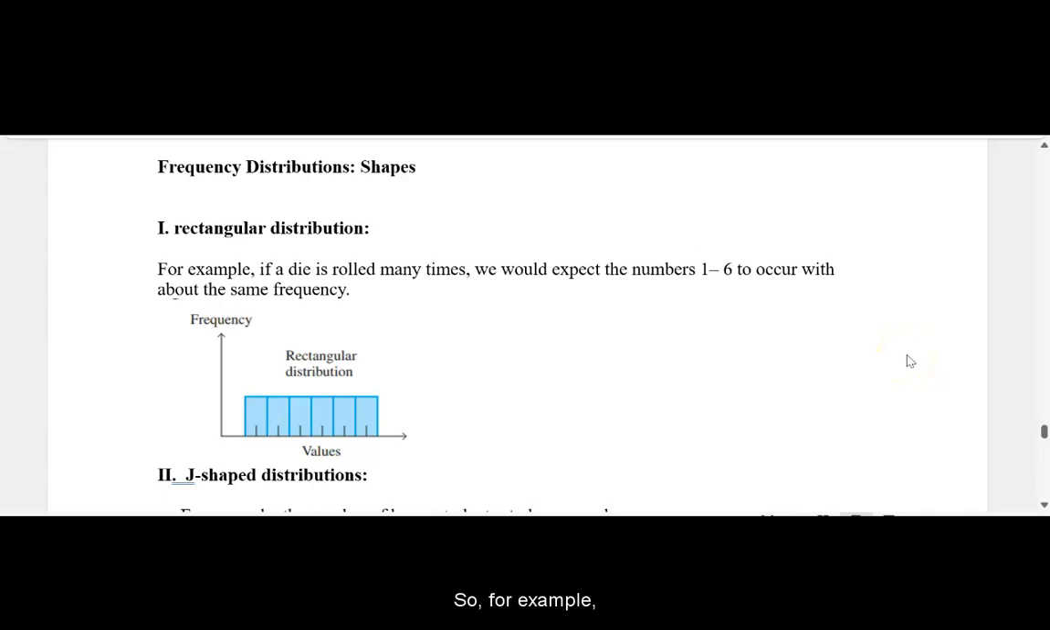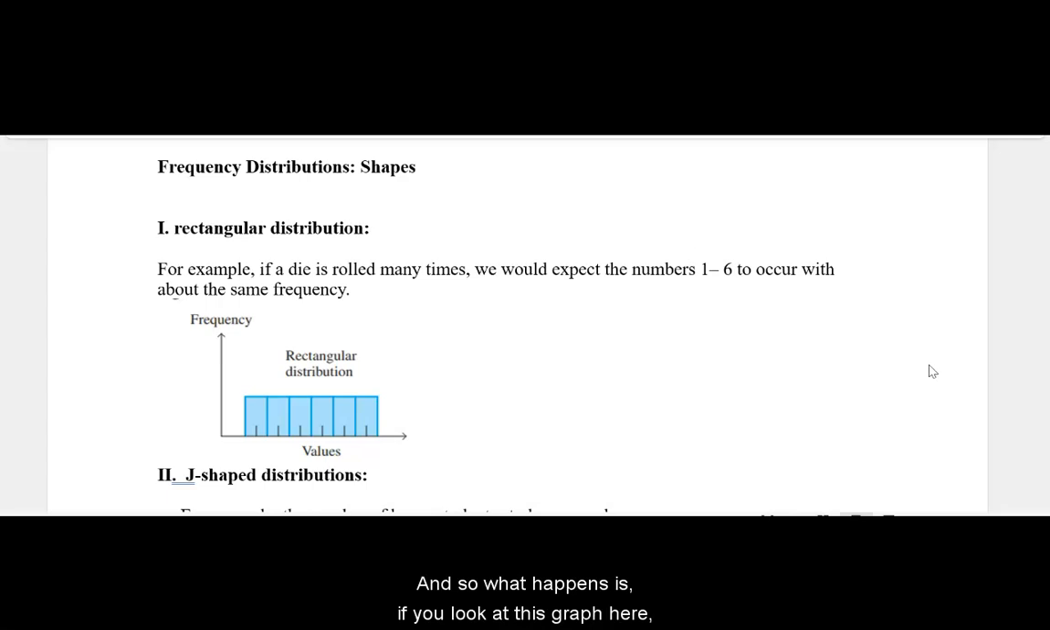For example, let's say you roll a die many times. We would expect the numbers 1 to 6 to occur with about the same frequency, right? Let's go back to probability real quick. When we talked about the probability of rolling a 1, 2, 3, all the way up to 6, they all had the same probability. So if we're rolling a die many times, we would expect to see each number about the same amount of frequency. We would expect to see ones the same amount that we would see fives, for example.